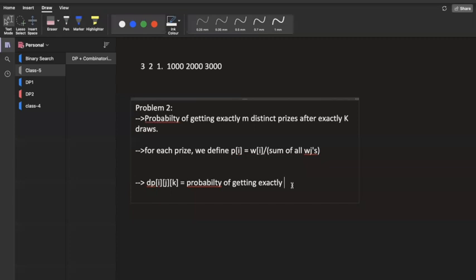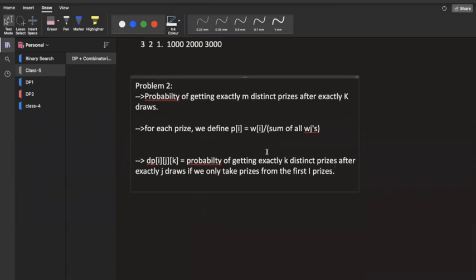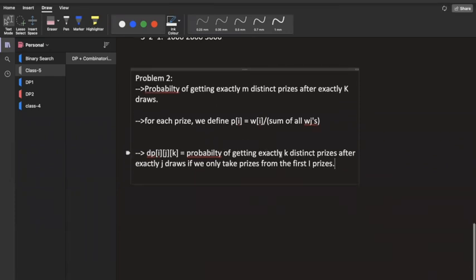So DP of i, j, k is the probability of getting exactly k distinct prices after exactly j draws, if we only take prices from the first I prices. So this is what our DP is going to represent. It is the probability of getting exactly k distinct prices after exactly j draws, such that all the k distinct prices that I have gotten are in this prefix from 1 to I. Okay. So this is what DP of i, j, k is going to represent.